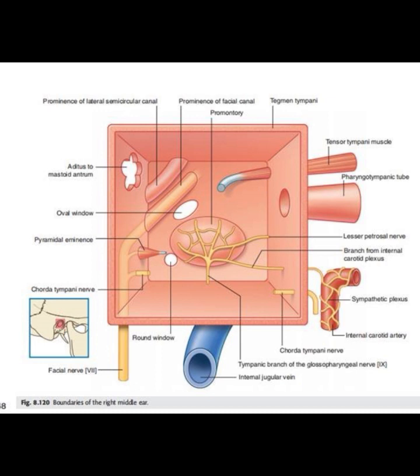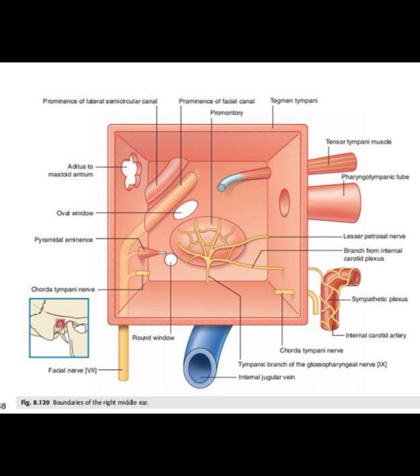Additionally, a branch of the tympanic plexus, the lesser petrosal nerve, leaves the promontory and the middle ear, travels across the anterior surface of the petrous part of the temporal bone, and leaves the middle cranial fossa through the foramen ovale to enter the otic ganglion.